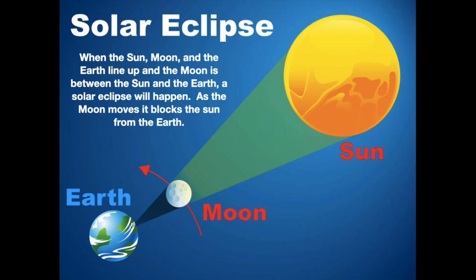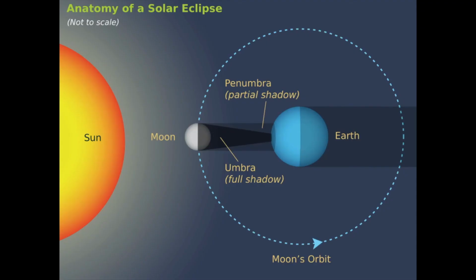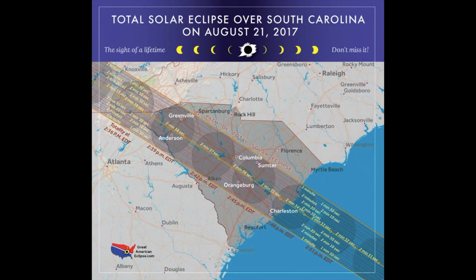So a solar eclipse is basically where the moon is going to block the sun's light. Now, you will need to know what the umbra and penumbra are. We're going to do a lab on this that you will need to be aware of. The umbra is the full shadow, while the penumbra is a partial shadow. Now, if you remember, in 2017 we had a solar eclipse passing over South Carolina, and many people from North Carolina drove down to actually see the total solar eclipse.